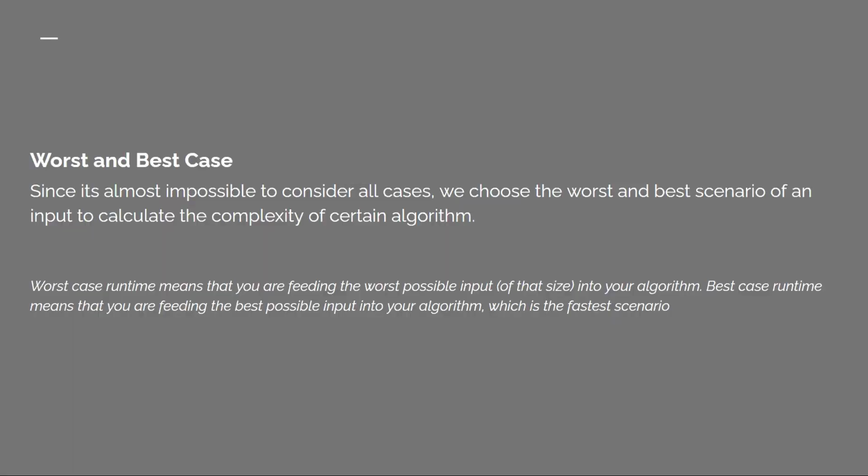Worst and best case. Since it's almost impossible to consider all cases, we choose the worst and best scenario of an input to calculate the complexity of a certain algorithm. Worst case runtime means that you are feeding the worst possible input of that size into your algorithm. Best case runtime means that you are feeding the best possible input into your algorithm, which is the fastest scenario.